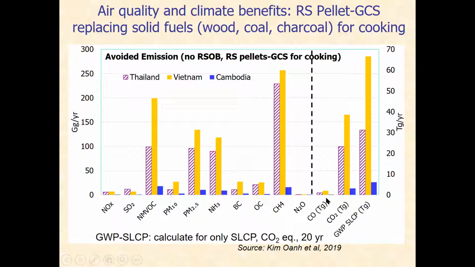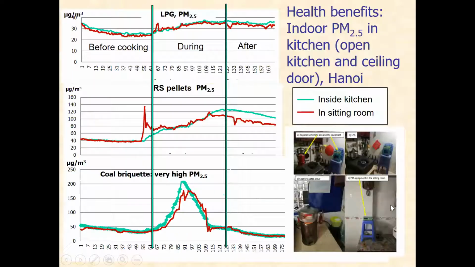And including also greenhouse gases and global warming of short-lived climate pollutants, in teragrams, a huge amount, meaning that we can achieve the air quality and the climate benefits. So in terms of health benefit, we tried to measure the indoor PM2.5 in the kitchen. This is actually the experiment conducted in Hanoi.